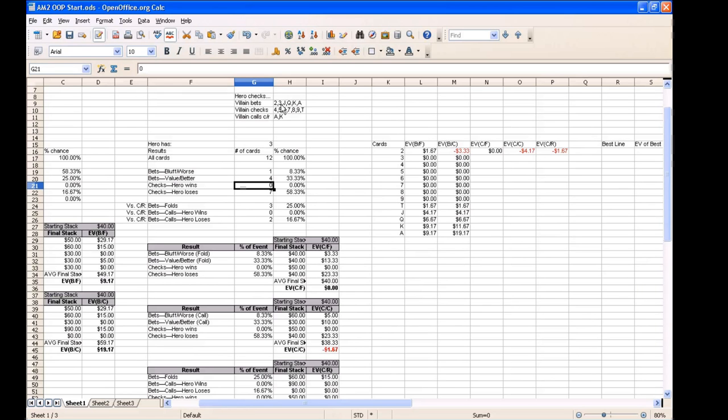Now we still have the three, so when we check raise, he's only calling with better. He's folding the two, jack, queen, calling with the ace and the king, so that stays the same.